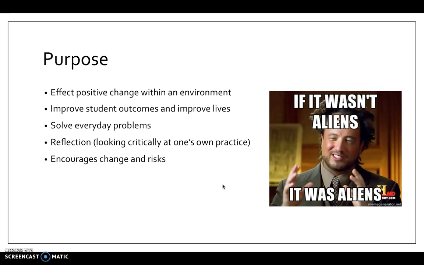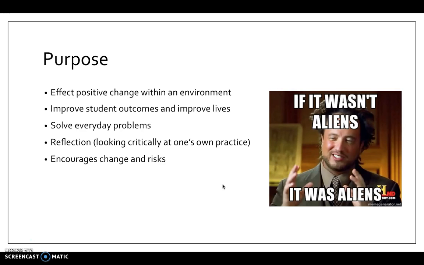So the purpose of action research is to effect positive change within an environment and improve student outcomes and subsequently improve lives. And it's to solve everyday problems. It's not just big pointy-headed academic problems like why is there air? No, it's more about everyday problems, the kinds of problems that teachers deal with in the classroom or other people who are professionals working in a different environment want to solve. And then reflection, looking critically at one's own practice. And it encourages change and risks. So it encourages teachers to take a few risks, make a few changes.